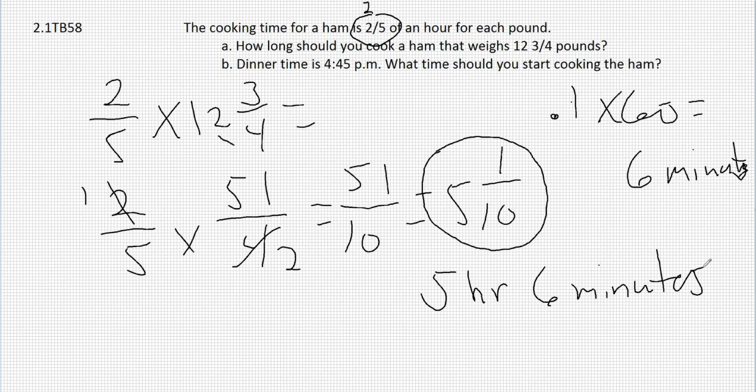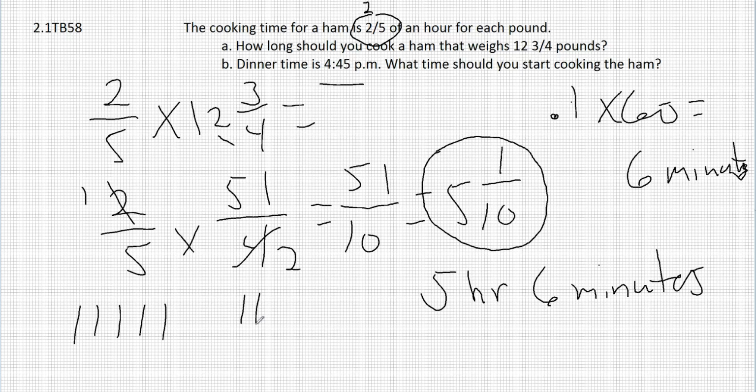Okay, now we need to back up from the 4:45 to figure out when the cooking time will start. And to me, sometimes it's just as easy to count backwards and use our fingers, because we're not working with a base 10 system. It's not like we can just subtract. So let's go 4:45, 3:45, 2:45, 1:45, 12:45, 11:45. Alright, so 11:45 minus 6 minutes.